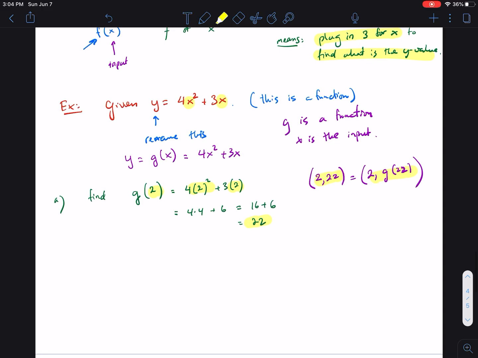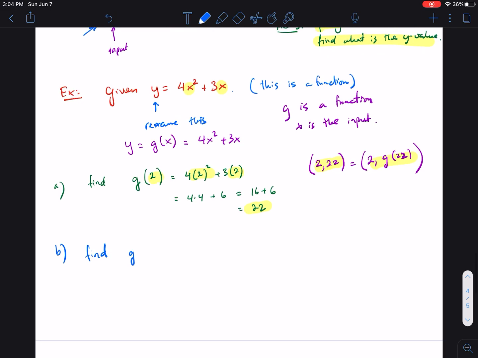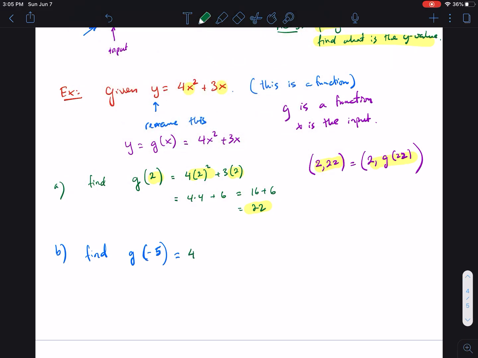Okay. Let's do another example. Let's do g of negative 5. This means let's plug in negative 5 for x. When we do this, we have to indicate that the input we plug in is negative 5, and using the parentheses we indicate that.